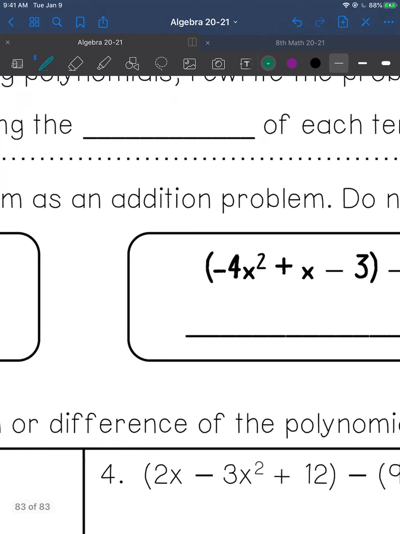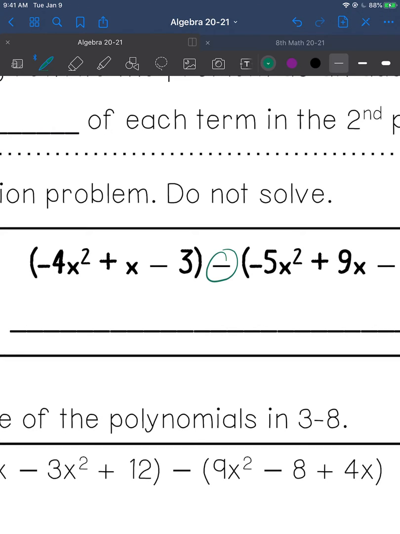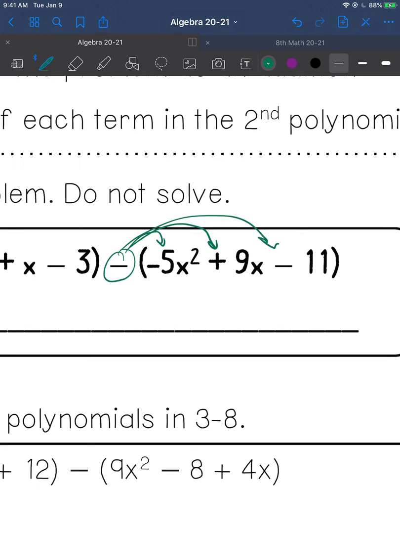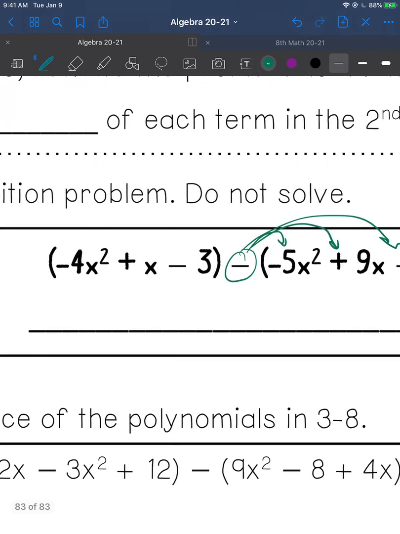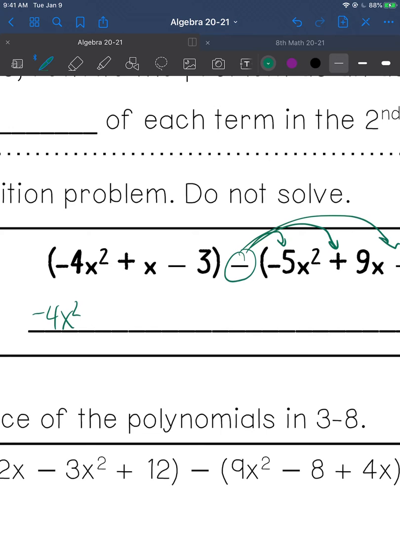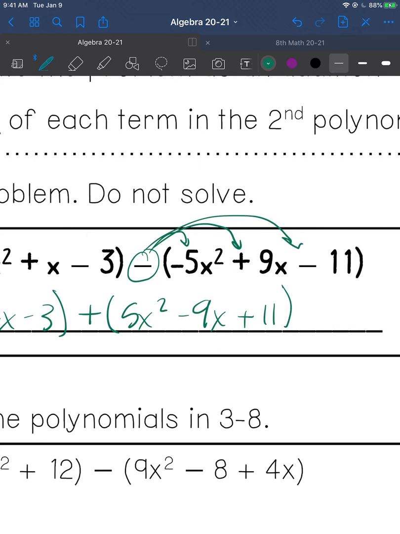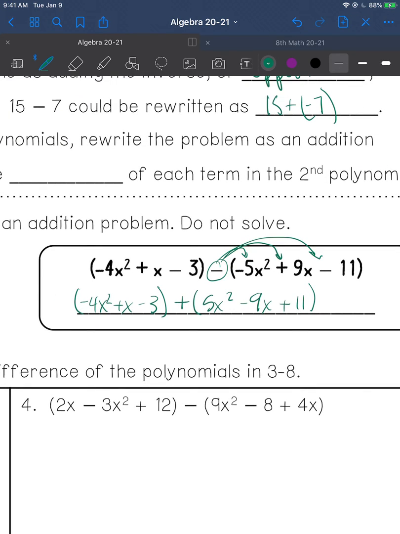We're distributing that negative. So same thing here. We're going to take this and distribute the negative to each of the terms in the polynomial. Each of the terms. So rewriting that would be negative 4x squared plus x minus 3 plus 5x squared minus 9x plus 11. Is anybody lost on what I'm doing there? I'm taking that negative and distributing it, meaning I'm changing the signs of each of the terms behind it.